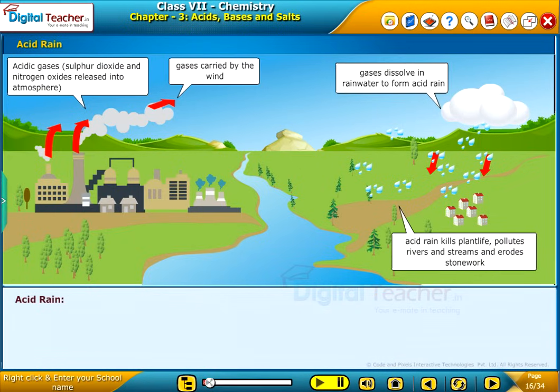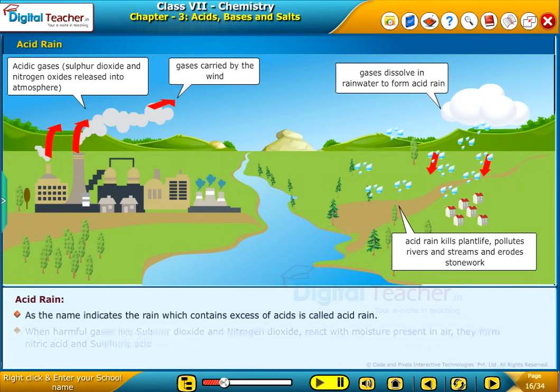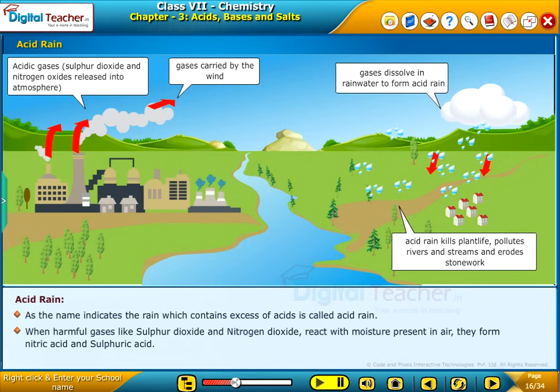Let us know about acid rains. As the name indicates, the rain which contains excess of acids is called acid rain. When harmful gases like sulfur dioxide and nitrogen dioxide react with moisture present in air, they form nitric acid and sulfuric acid. These acids, when dropped down on earth along with rain, are called acid rain.